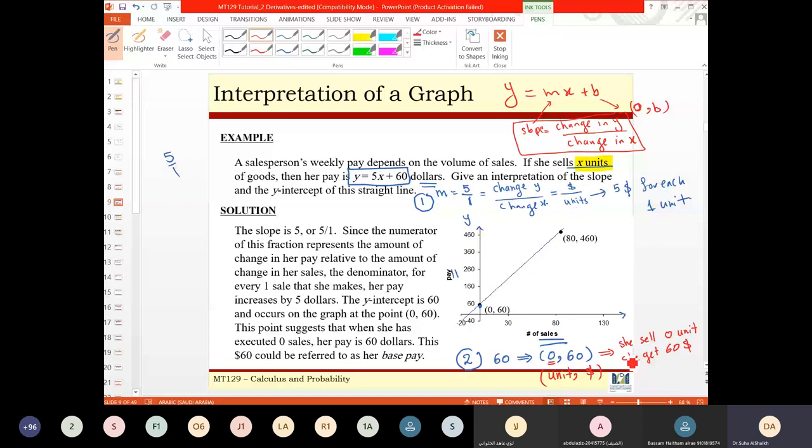Exactly, x is equal to 0 to get the y-intercept. You are correct. We let x be 0 to get the y-intercept and we let y be 0 to get the x-intercept.